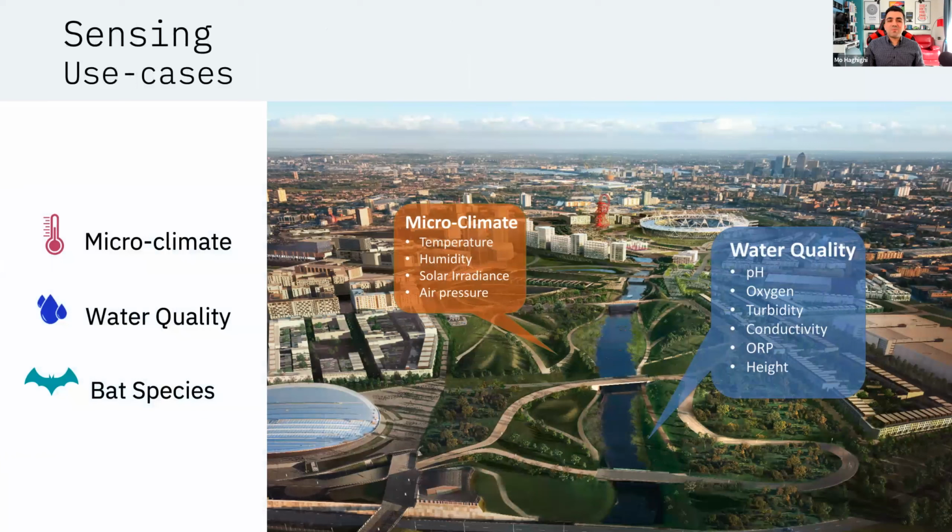But the most important aspect was the sort of sensing we were doing. So we used microclimate measurements such as humidity, temperature, solar and air pressure. There were different sensors in the box.